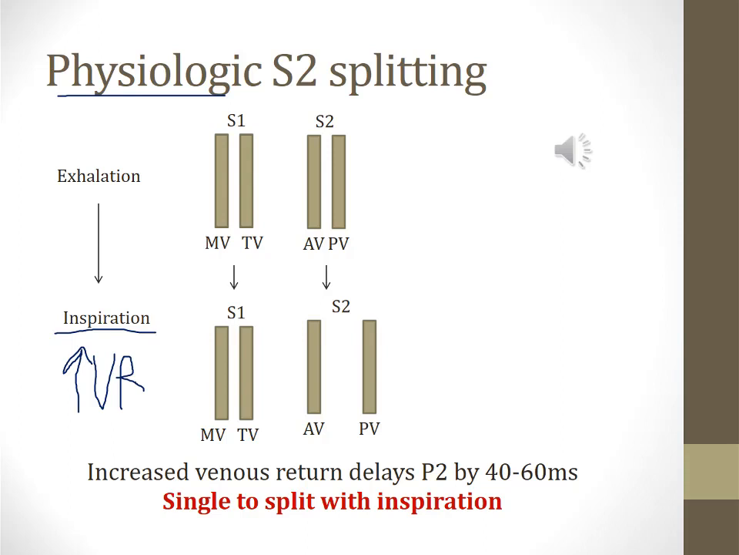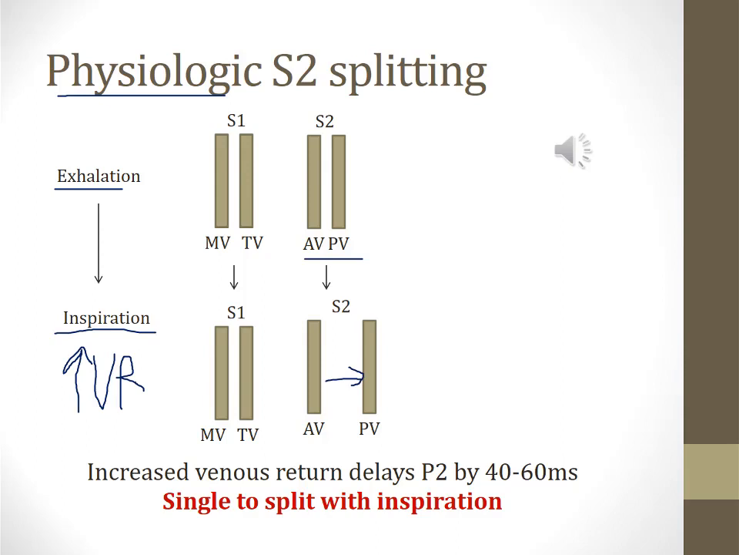So let's look at this drawing on the screen. During exhalation, we've got aortic valve and pulmonic valve closure close together for the second heart sound. Usually you can't hear the two components. When the patient inspires, if you're listening to the heart, you can then hear the components separate in sound. This is called physiologic splitting of the second heart sound.